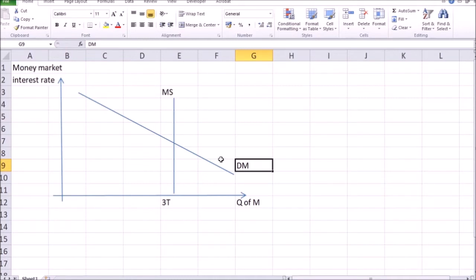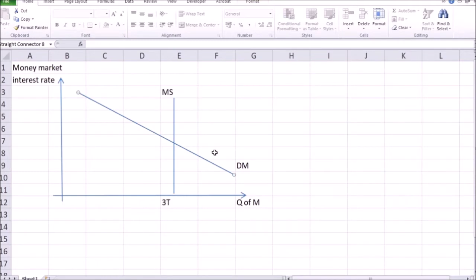So how does it relate to the demand for money? Well, demand for money actually shows how much of my total assets I want to have in liquid form. How much of my total assets I want to have in liquid form.